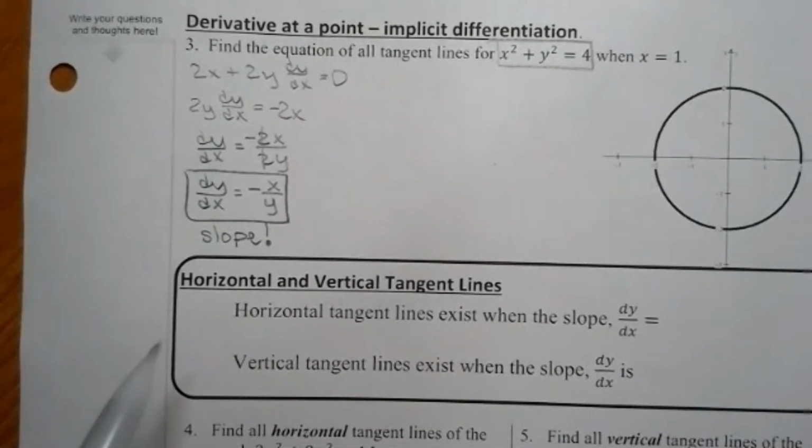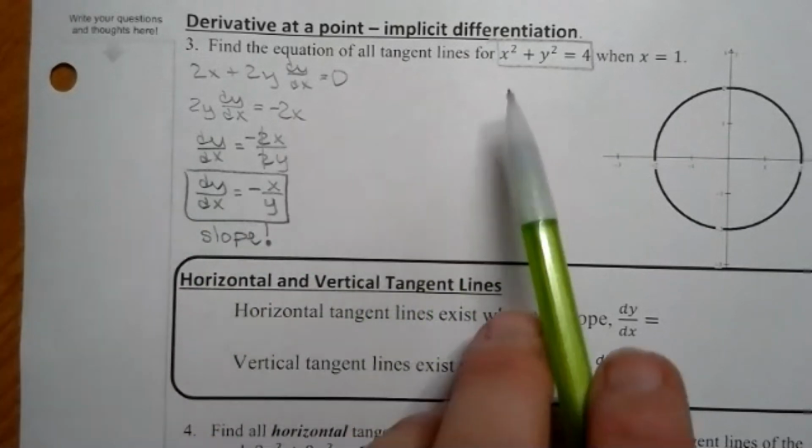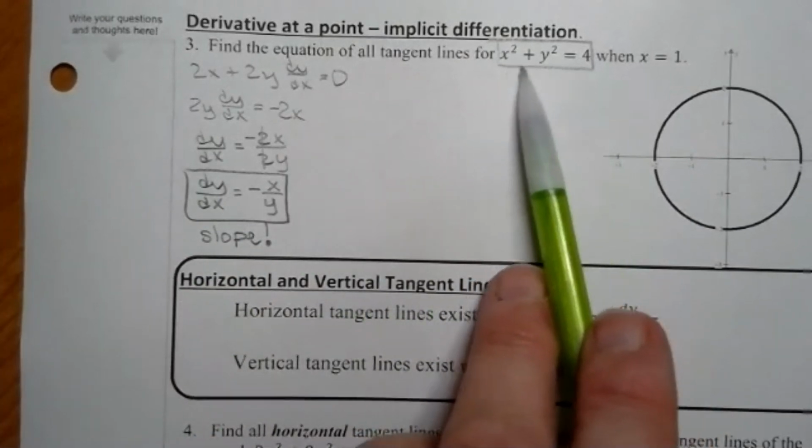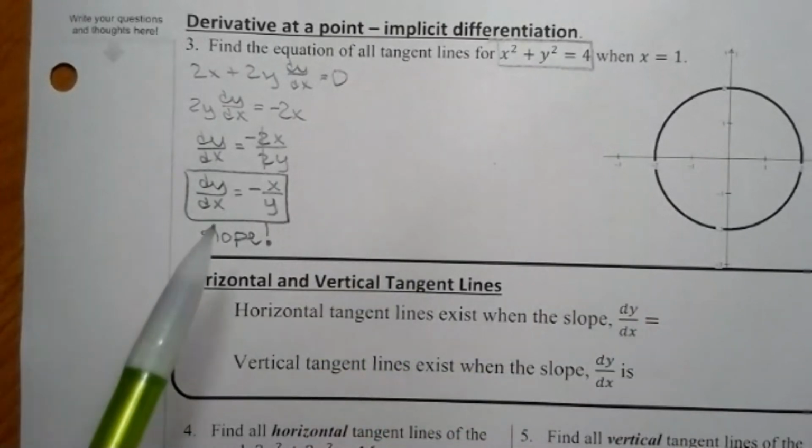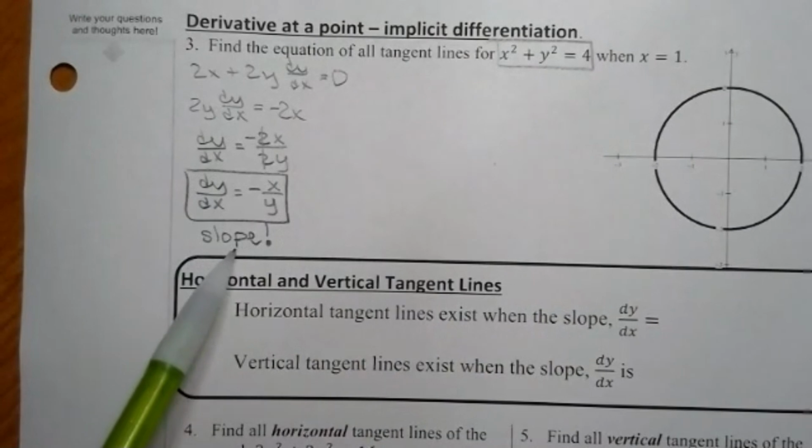Alrighty, there's your derivative. You should have gotten negative x over y. Guess what? Every time you take the derivative of a circle, you're going to get negative x over y. I promise you. Always remember also that dy/dx is the slope. Don't forget you found a derivative, so that's the slope.